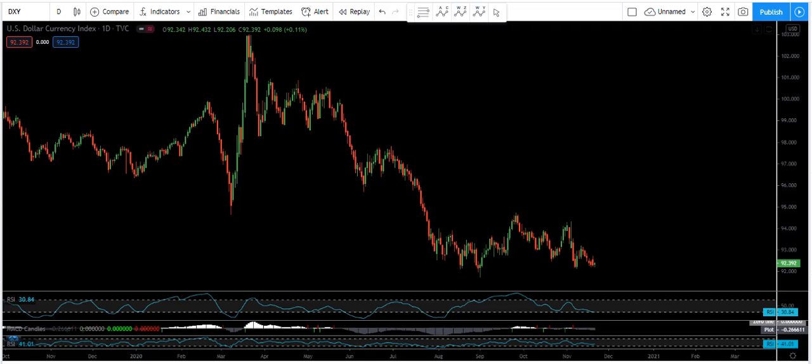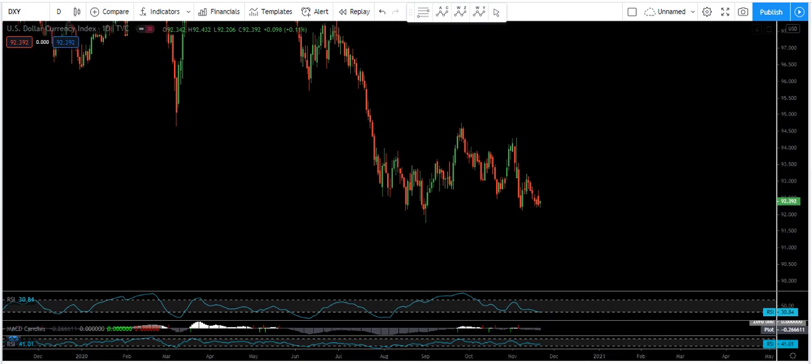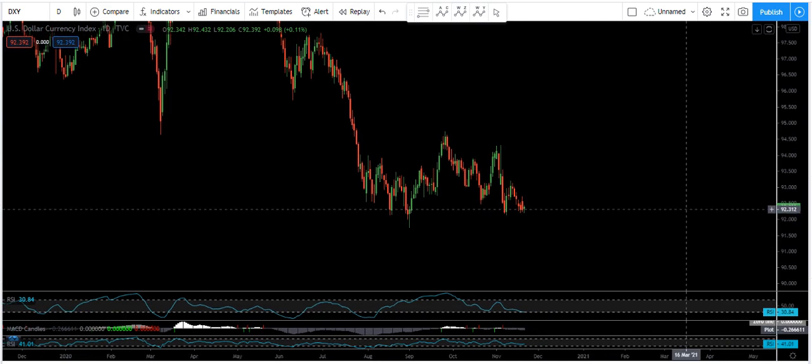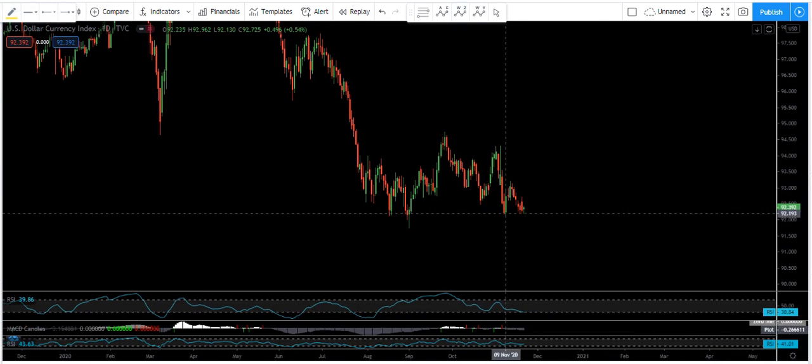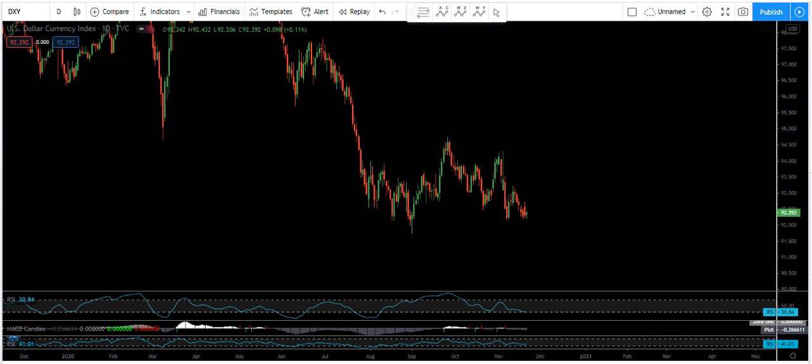Dollar index, now we are based on the daily chart. We want to analyze the chart for the next week. All right, as we can see, we have a correction here because we want to see whether the price can break this low or not for the next week.